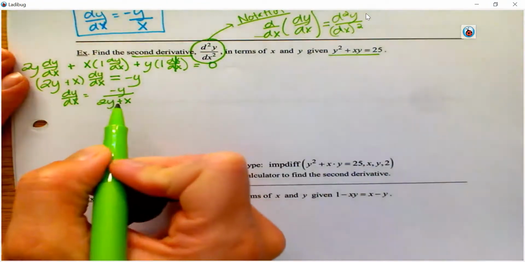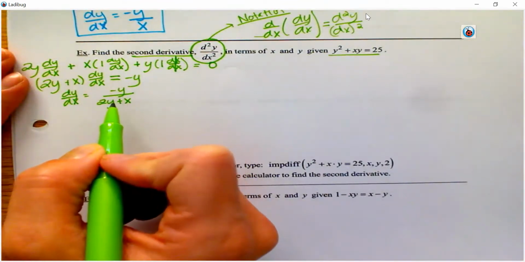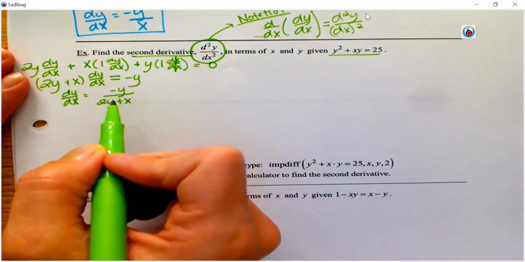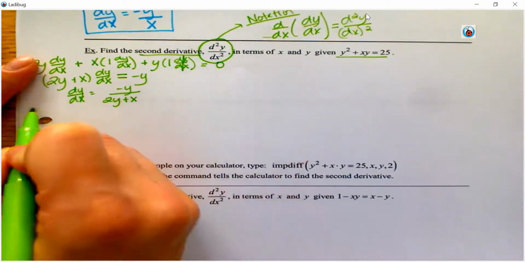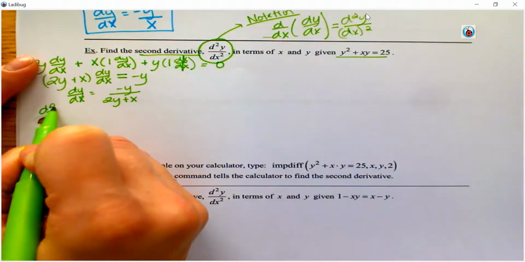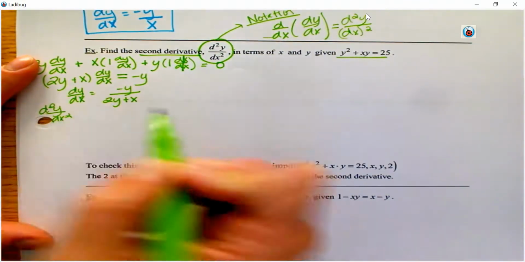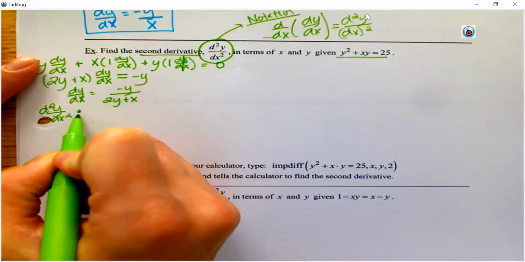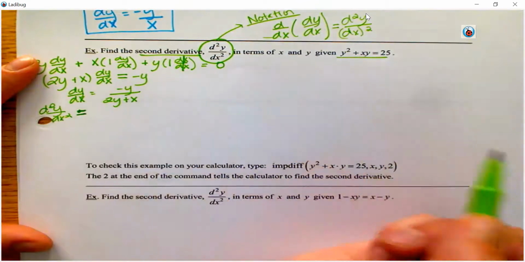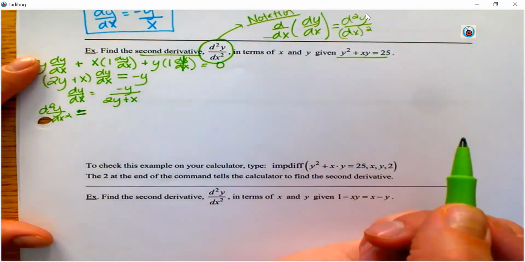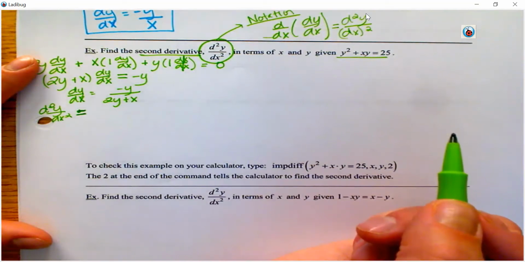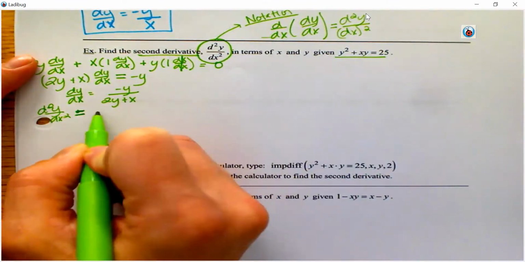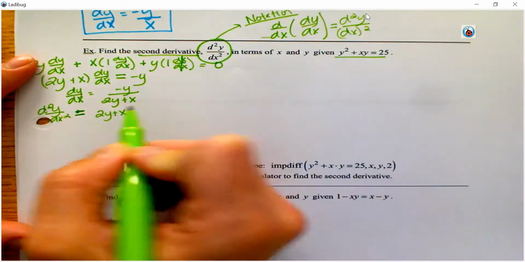Now we have to take the second derivative of this, and that's where it gets messy because it involves the quotient rule and implicit differentiation, and then we got a bunch of messy fractions to deal with. So we're going to take the second derivative, which is d squared y over dx squared. And we have to do low d high minus high d low all over low low. That's what we're going to do here. So my low function is 2y plus x. That's low.